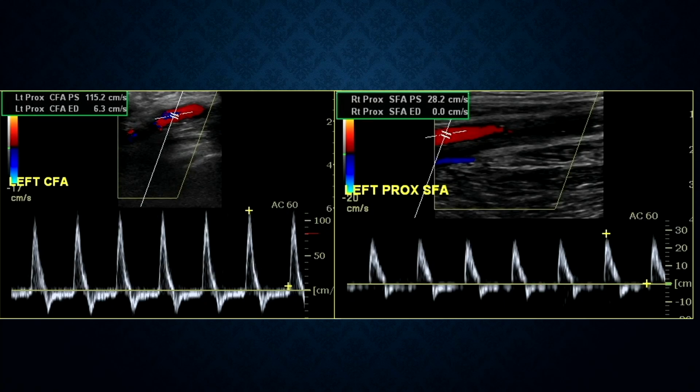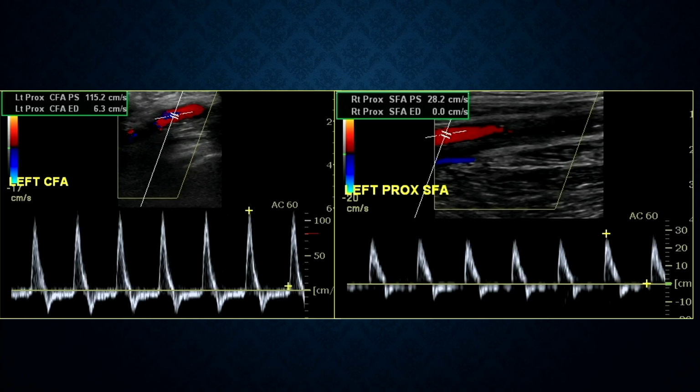And what I want you to appreciate here in this case is that we have a triphasic waveform, a rapid systolic upstroke. And this is really, I think, a theme when we talk about arterial studies. If you have a rapid systolic upstroke, if it's 90 degrees to the baseline at the onset of systole, in general, that means the inflow is normal, that there's not a proximal lesion. And we have that here.